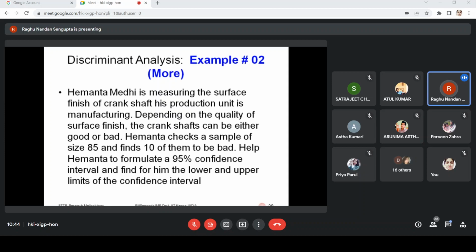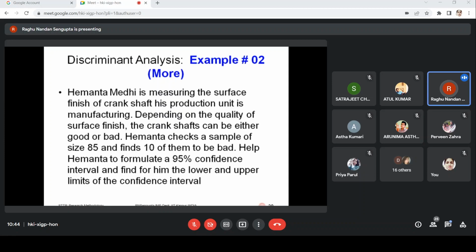So now a few important points. The sample size is 85. That means he had taken a sample size of 85. In the earlier pollen grains example, the actual sample size was 3484, so I could have taken more and more observations for that study, but here I am only taking 85. And he finds that 10 out of them are bad. So obviously 85 minus 10 are good. And you want to help that gentleman formulate a 95% confidence interval.